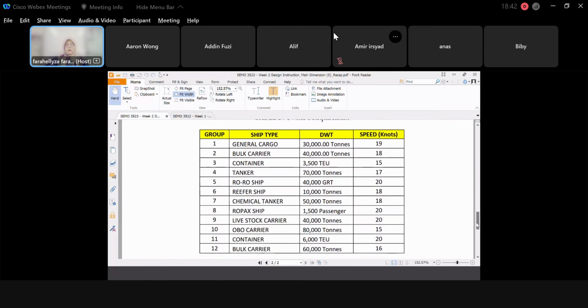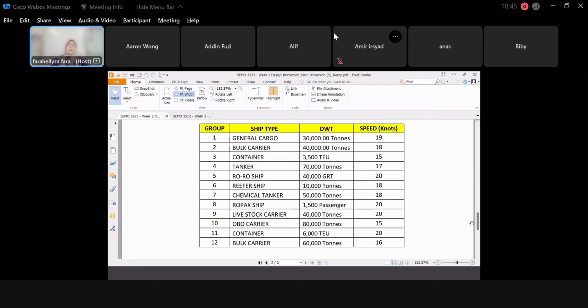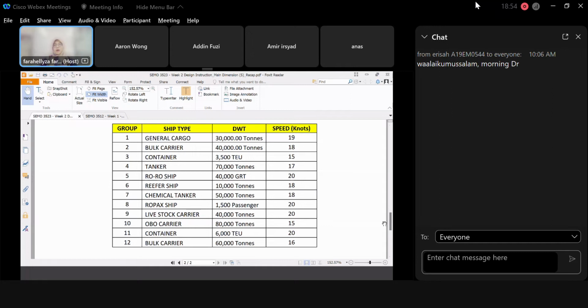So you are given the ship type, the deadweight, and also the speed. With that ship type, for example general cargo, you have to design a ship which is general cargo that can accommodate 30,000 tons, and that ship should be operating with a speed of 90 knots. That is how we interpret the owner's requirement. With the ship type, DWT, and speed, you should come up with a design.